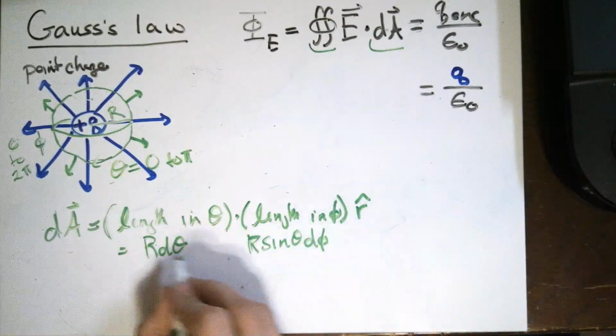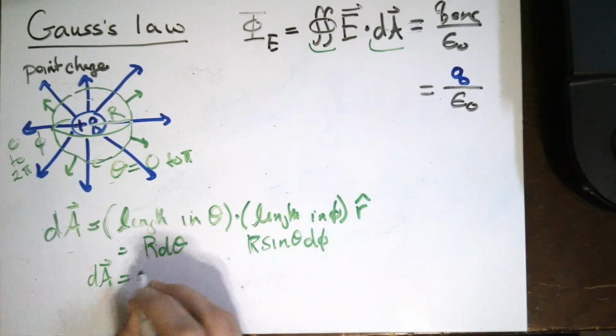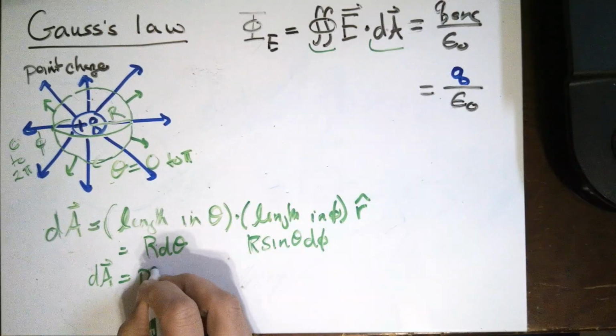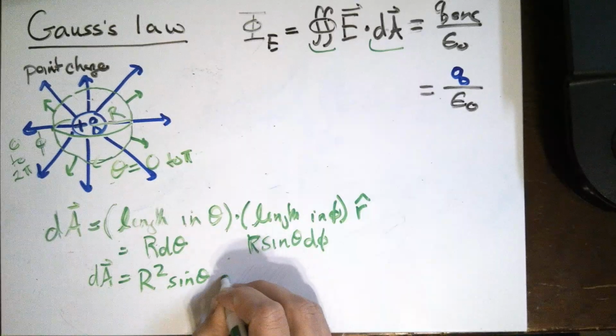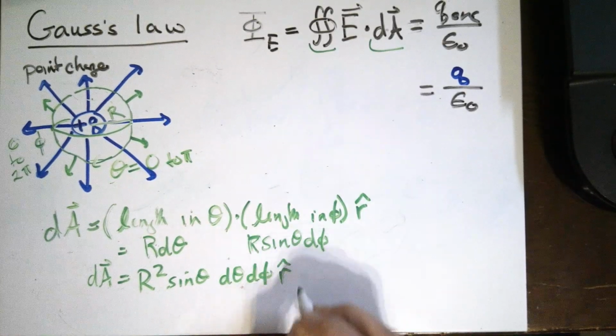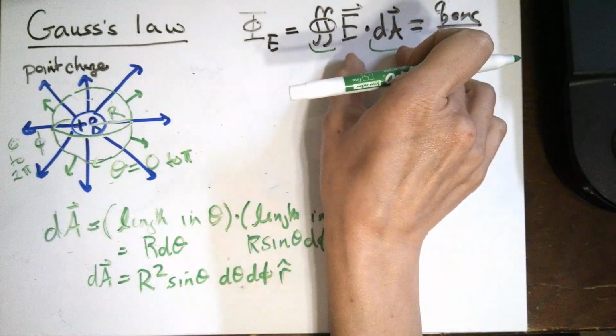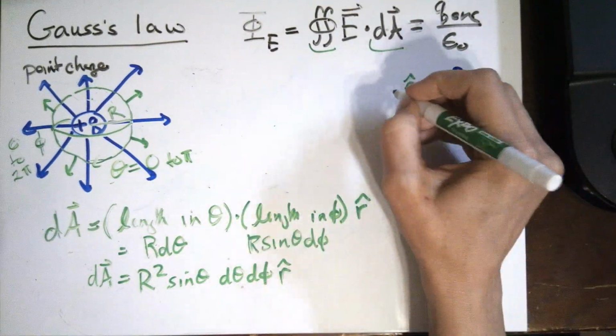Okay, so altogether, taking these three pieces of information into account, my area element is two of the r's, R squared, sine theta, d theta, d phi, r hat, and that is my dA that goes in here. I'm going to try and write it backwards so I can fit it all in.